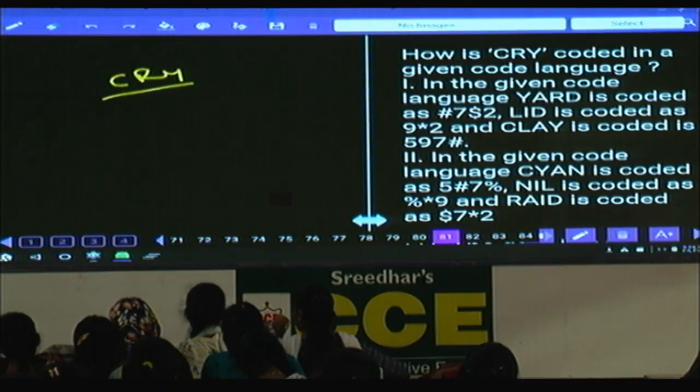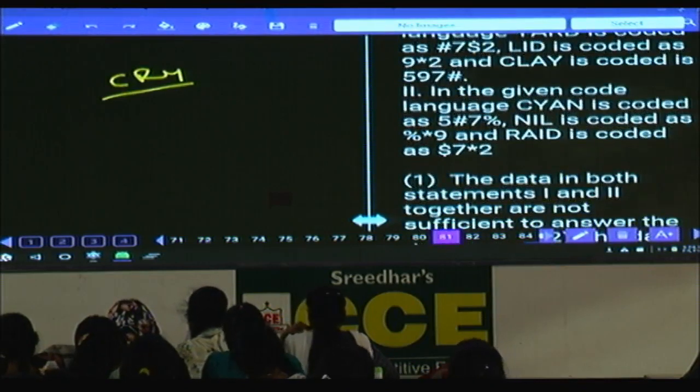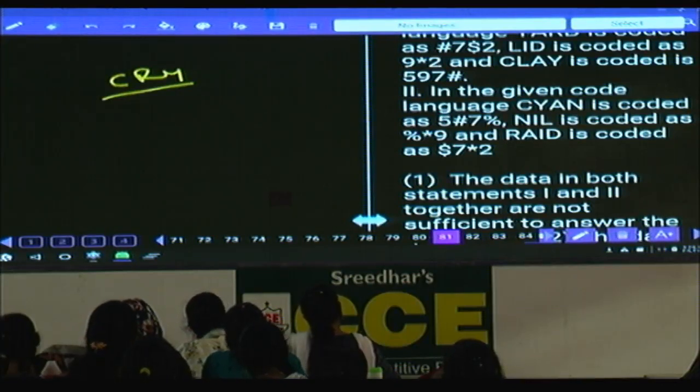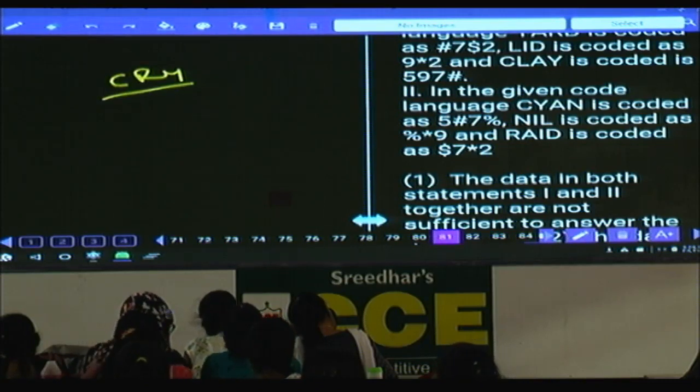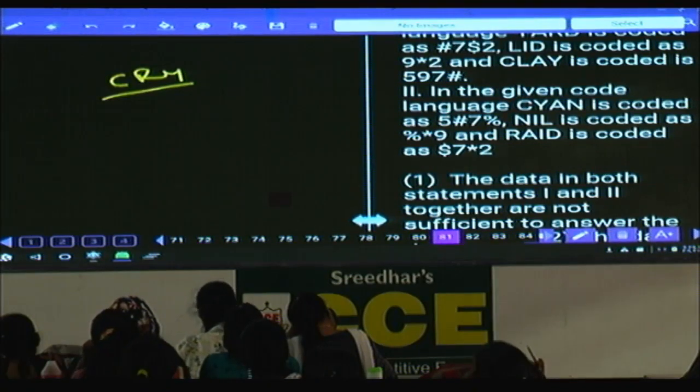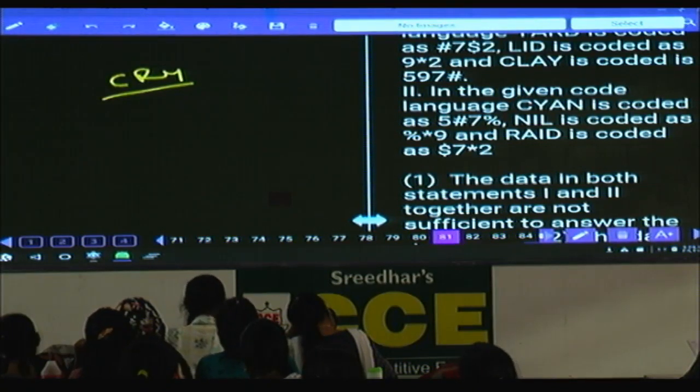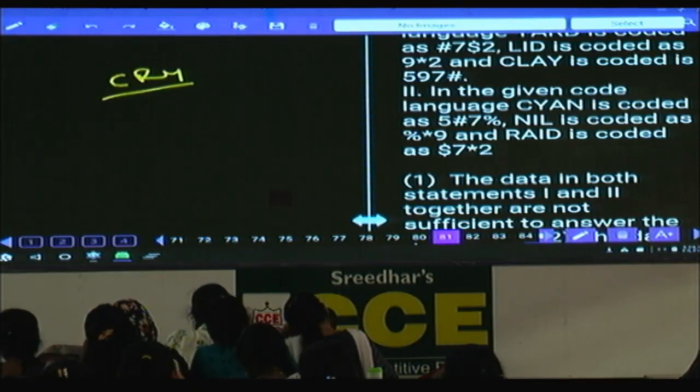Coming to the second one, now in this one, sign and NIL. N is the letter which is common between these two. N is there at the last place, and the code is there at the last place. In nil, N is there at the first place, and the code is there at the first place. Again the letters and the codes are directly given. As they are directly given, check whether C, R and Y were there or not. Yes, they are. Hence 1 alone is sufficient, 2 alone is sufficient, each statement alone is sufficient. Choice 2 is the answer.